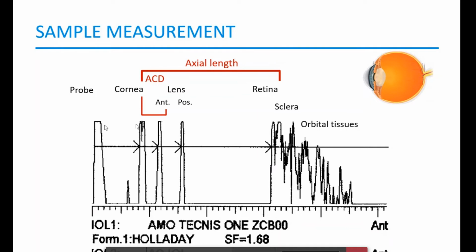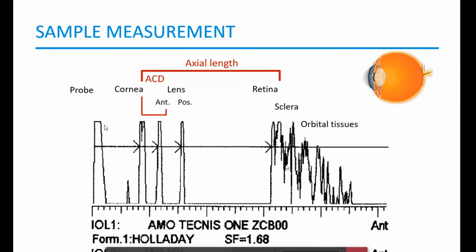And here you see the anterior cornea followed by the posterior cornea. And then you see the first spike here, which is the reflection of the anterior surface of the crystalline lens. And then next is of the posterior surface of the crystalline lens. And then the last spike here is where it meets the macula or the back of the eye.